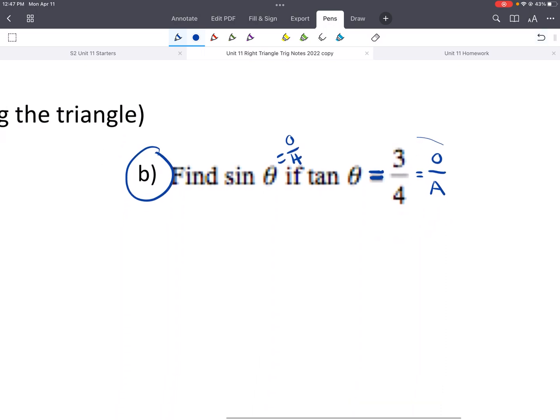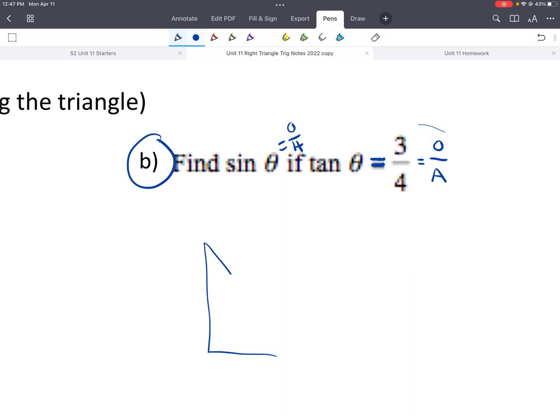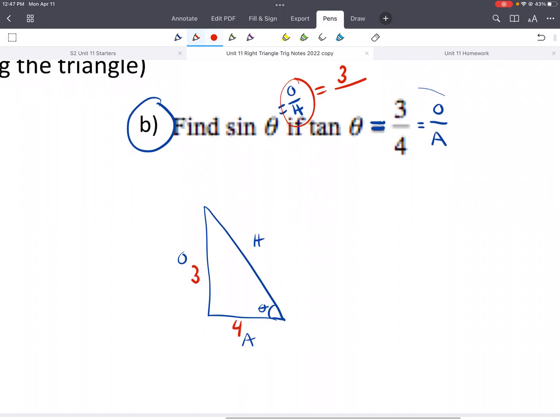The best way to do this, I think, is to start by sketching the situation. Here's my reference angle. This would be my hypotenuse, opposite, and adjacent. And they give us the O and the A. So that's 3, and this would be 4. If we need sine, then we just need to figure out what H is. We already know what O is. O is 3. We just need to figure out what H is. So this is a special type of triangle, and we'll figure that out as we go along. But we'll start with the Pythagorean theorem.